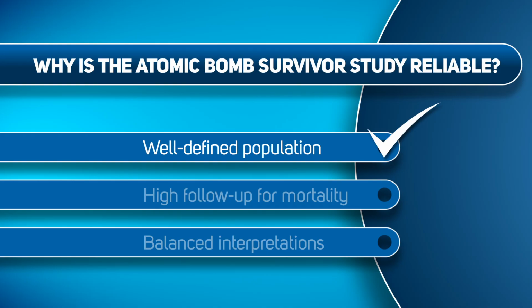The follow-up for mortality is nearly perfect because of the Japanese family registration system, the Koseki system. You can learn whether people are alive or dead or immigrated and their cause of death. As mentioned earlier, it's important to have as complete a follow-up as possible for everyone, the exposed and the non-exposed. You need to have complete ascertainment or determination of outcome.